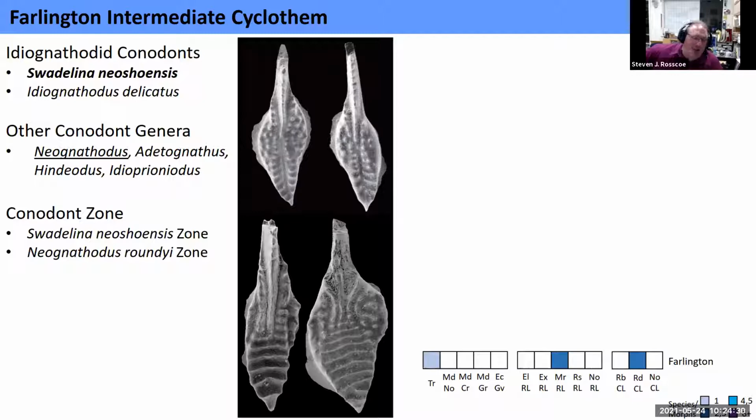And then some of the platform modifications mark the set of boxes on the left. We're looking at troughs, medial nodosity, medial carina, medial grooves, and eccentric grooves. And I'll actually pop in another one a little bit later on for pseudo parapets. When we start down in this Farlington cyclothem, what we see are basically two species that dominate. You've got Suedolina neoshoensis, and you've got Idionethotus delicatus, and they are two very different specimens. You have the troughed species of neoshoensis out of the genus Suedolina, and the flat platformed Idionethotus delicatus.